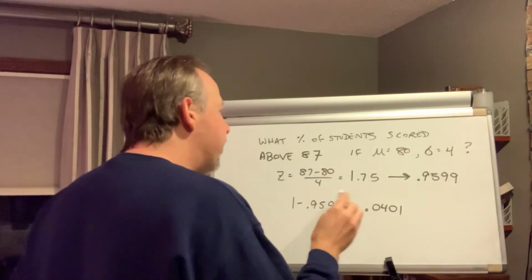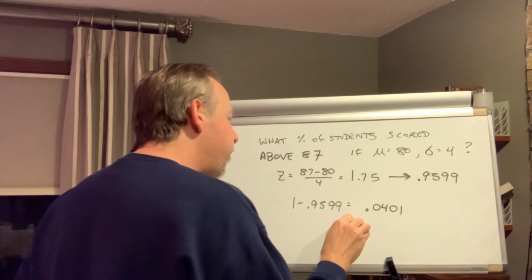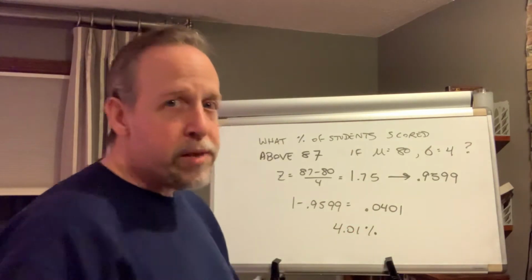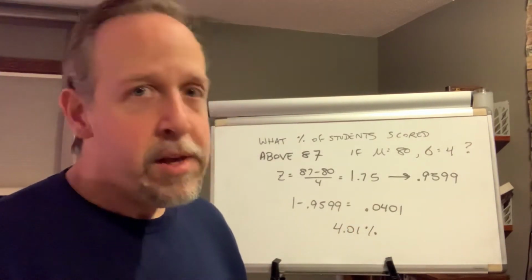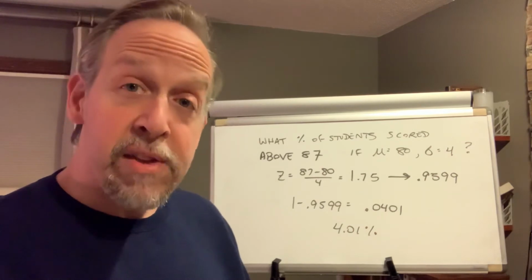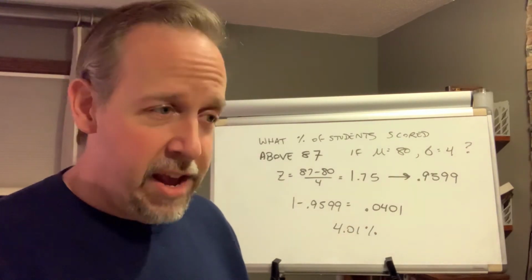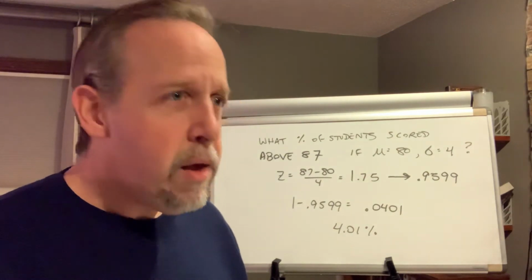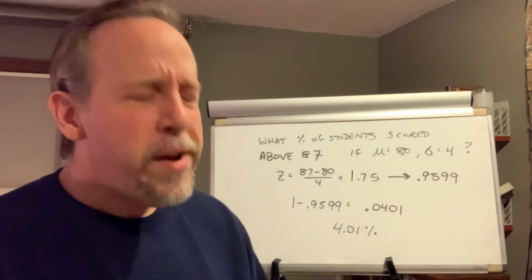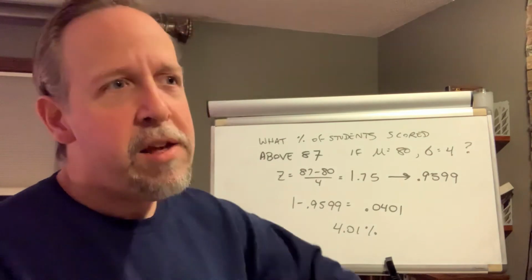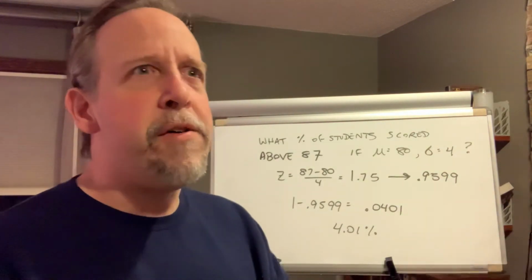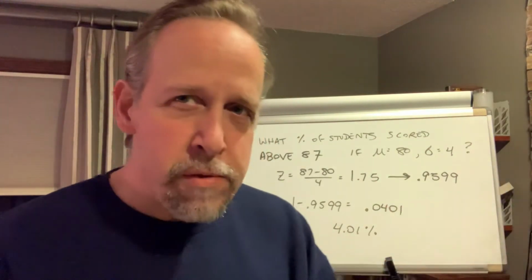So it says what percent? I'm going to say 4.01% of students will have scored higher than an 87 if it was a standard normal curve and the mean was 80 with deviation 4. Okay, what if it's going to ask instead not who scored below, not who scored above, but who scored between two values? Let's try that.